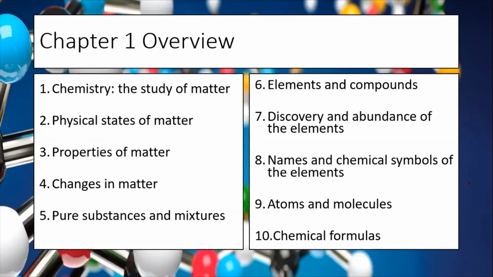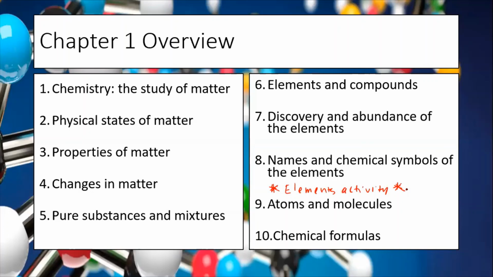We talked a little bit about the discovery and the abundance of the elements. Then we briefly went over the names and chemical symbols of the elements. And don't forget to do the elements activity to help you become more familiar with the 34 most common elements.